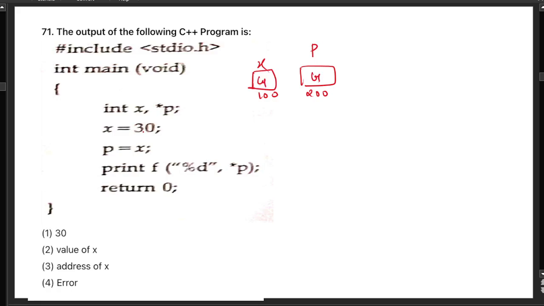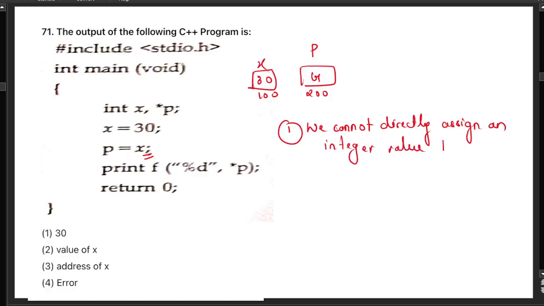In this step, x is 30. That means here, in place of garbage, the value is 30. After that, p will be assigned x. Now, this is incorrect. So, in C and C++, you cannot directly assign an integer value to a pointer variable. So, I will write a few points here. First point is, we cannot directly assign an integer value to a pointer variable.